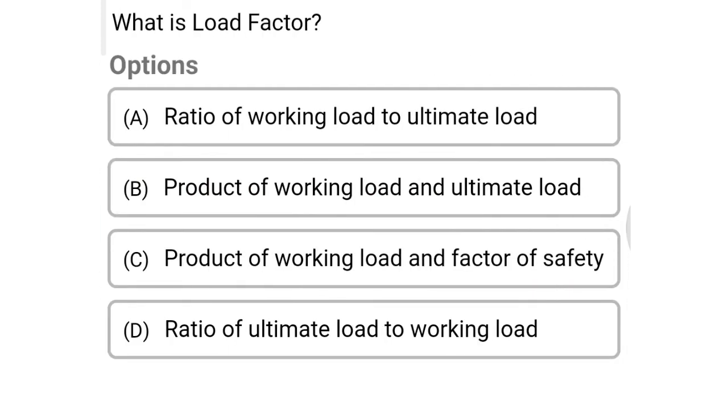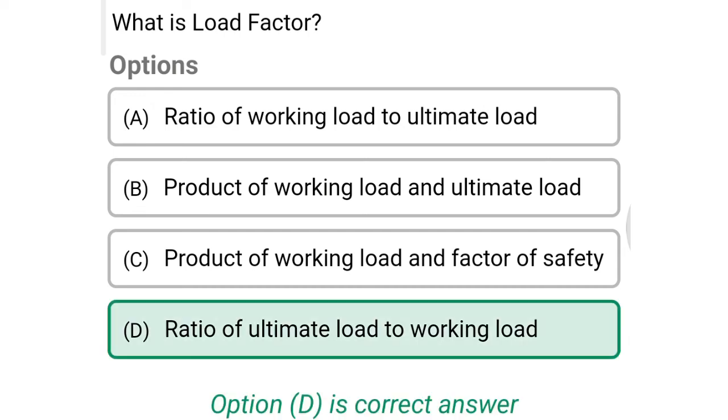So next question, what is load factor? Option A ratio of working load to ultimate load. Option B product of working load and ultimate load. Option C product of working load and factor of safety. Option D ratio of ultimate load to the working load. So the correct answer is option D ratio of ultimate load to the working load.